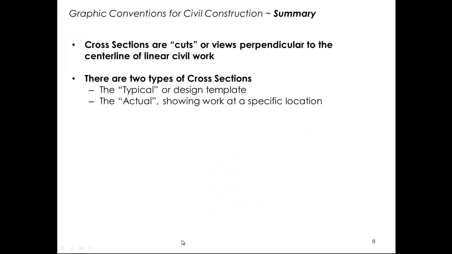We learned that cross sections are views perpendicular to the center line of the linear work, and that there are two types of cross-sectional views: typical cross sections and actual cross sections. A typical illustrates what is to be built in a general manner, and the actual illustrates what is to be built at that specific location in a very precise manner.